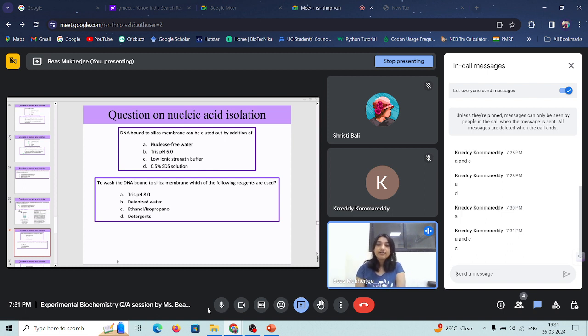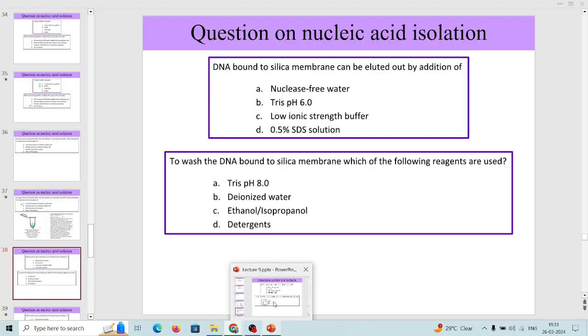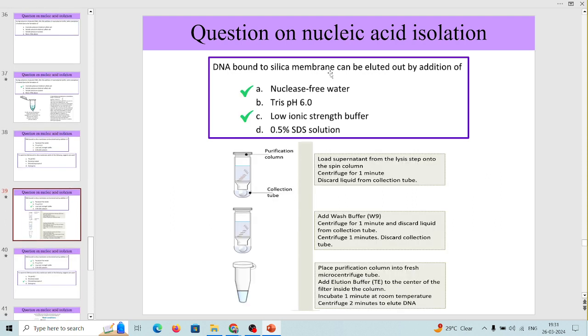Okay, now we have to wash the DNA bound to silica membrane. Which of the following reagents are used to wash the DNA bound to the silica membrane? Okay, so you are saying it's C. Fine, let's have a look. For the first question, it should be alkaline conditions, and for the second it should be ethanol and isopropanol. So if you look at this, yes, you're very right, it is A and C.